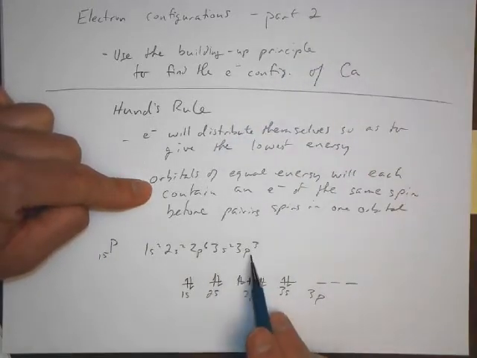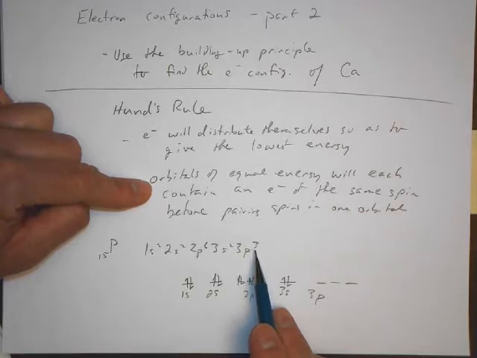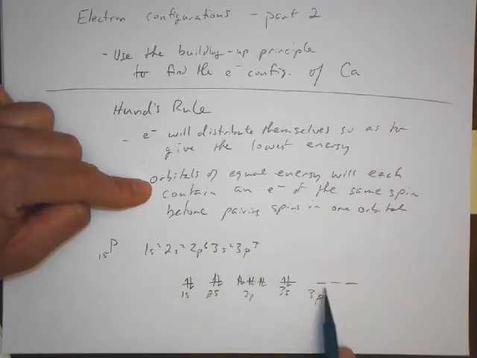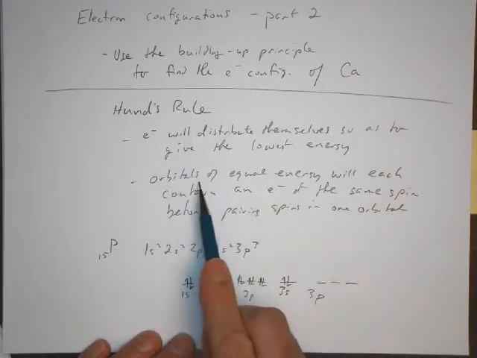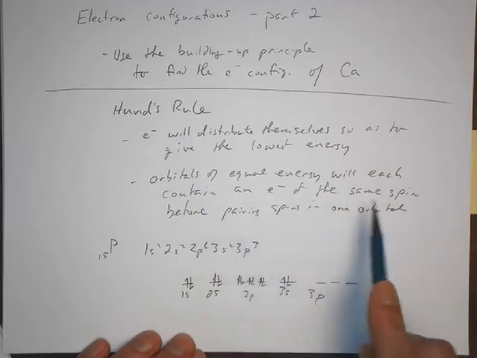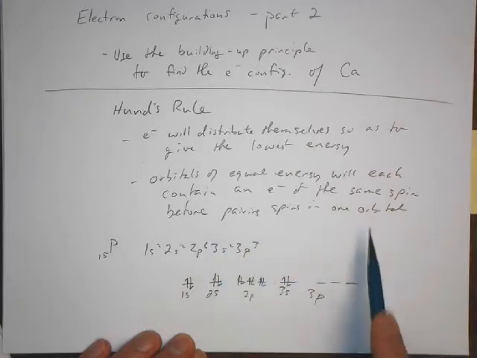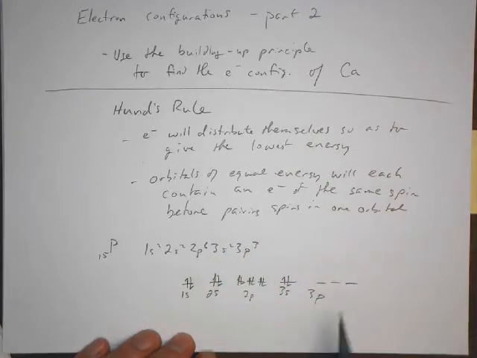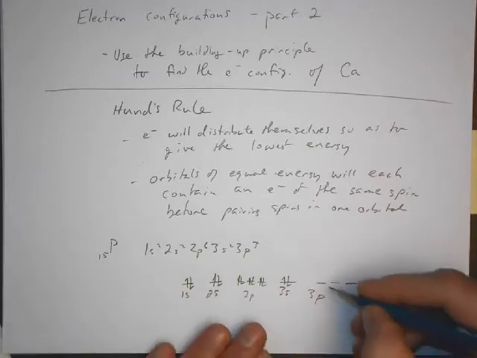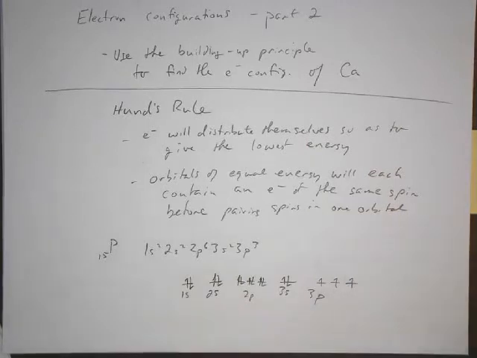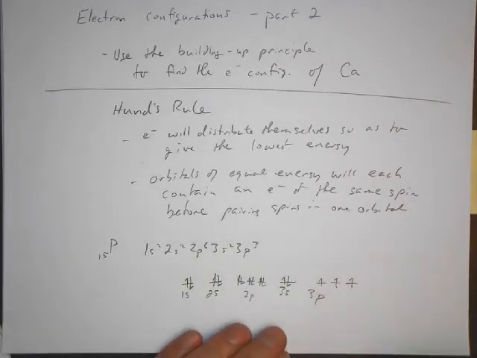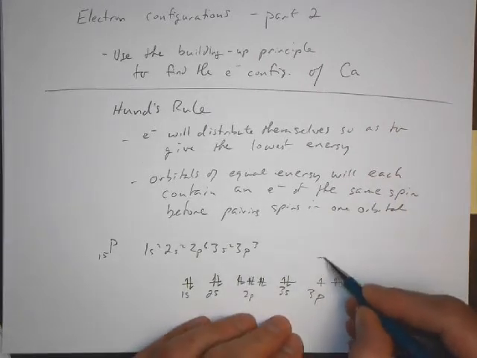The 3p orbitals are not going to be completely filled because we only have 3 electrons in this, right? 6 electrons would completely fill them. What Hund's rule says is that orbitals of equal energy will each contain an electron of the same spin before pairing spins in one orbital. Now, the 3p orbitals are each of the same energy, and so to fill these, we will put 1 electron of the same spin in each before we start to pair spins into one orbital. So you may be tempted to do something like this.